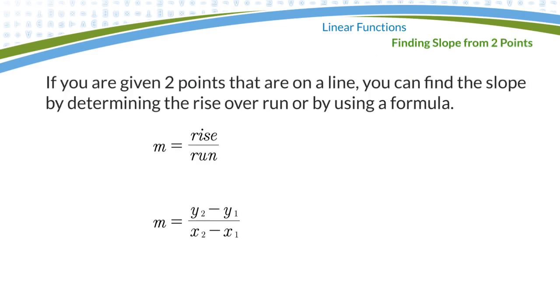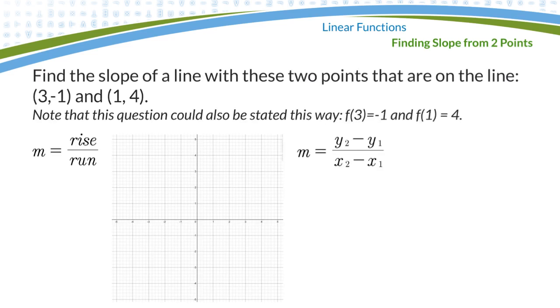So sometimes you will be given 2 points and asked to find the slope. Rather than giving you an equation, they'll say, here's 2 points, find the slope of the line. And here's 2 formulas that you can use to solve that. So you can use either rise over run and a good graph to help you, or you can use the equation y2 minus y1 over x2 minus x1. I'll show you how to do both of those.